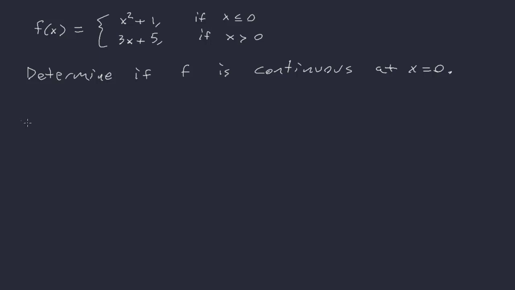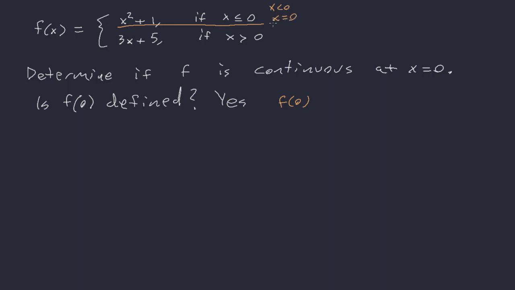So the first thing we need to do is, well, is f of 0 defined? All right, that's the first thing in the continuity checklist. So is f of 0 defined? And the answer is, of course, in this case, yes, because we have an "or equal to" here. So f of 0 will go to the top piece, right, because this is when x is less than 0 or if x is equal to 0. So we'll plug it into that.